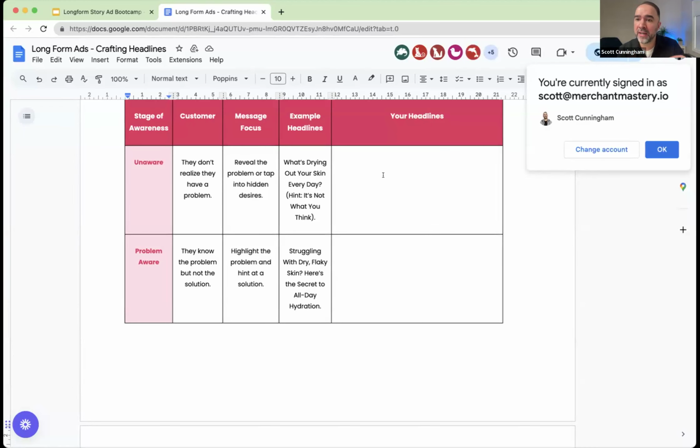So just picture this for a sec. We're selling the body butter. It helps with deep hydration. They don't know that they have a problem. So we're calling out the problem. And just think about what your product solves. What is the problem that your product solves? So what's drying out your skin every day? Hint, it's not what you think.